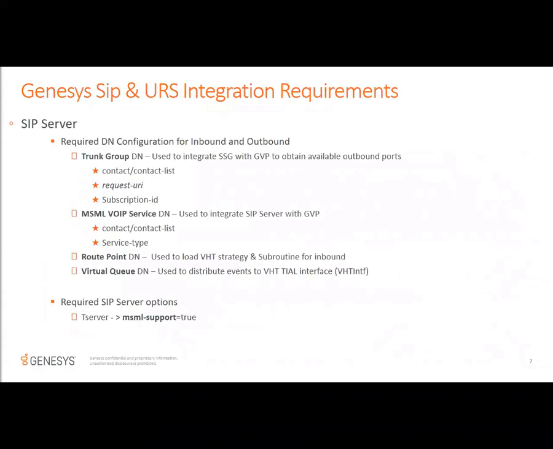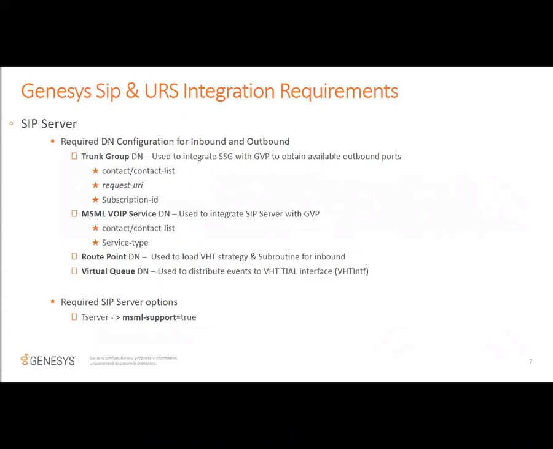The first part here is SIP server. So the required DNs for any Genesys and VirtualHold integration are the trunk groups, and that's for our outbound. That's how SSG integrates with GVP to obtain its outbound ports, what ports it has available. The important option sets for those DNs are contact or contact list. That's how it's going to reach out to RM to facilitate the GVP call. The request URI, which defines what we're going to append in the invite header to GVP, and the subscription ID, which tells SSG which tenant those ports are available for.